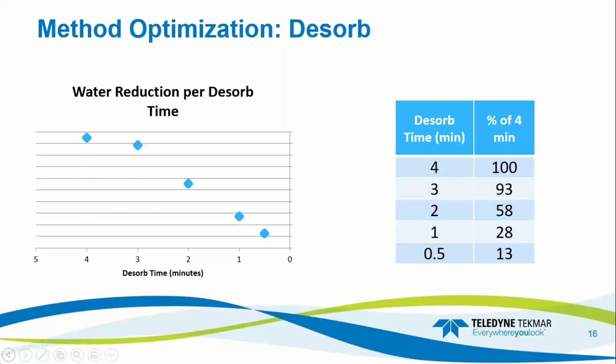Shown in the graph and table, you can see how much moisture is reduced if you shorten the desorb time. If the amount of water transferred to the GC at a desorb time of 4 minutes is equal to 100%, at 0.5 minutes of desorb time, we only transfer 13% of that to the GCMS. This is significantly less water being transferred to the GC and a huge time savings as well.